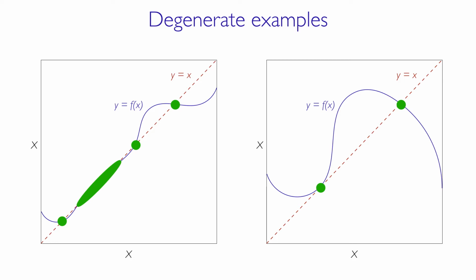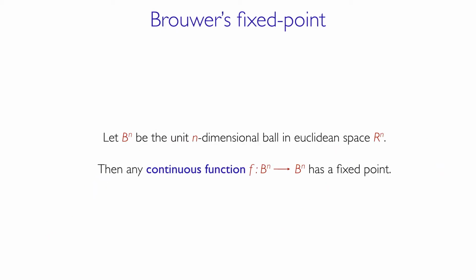Here instead we have an example in which the number of fixed points is even. But this case is also degenerate due to a tangency point. Brouwer shows that when x is an n-dimensional ball, a subset of the real numbers with dimension n, and function f is continuous, then there is at least a fixed point.